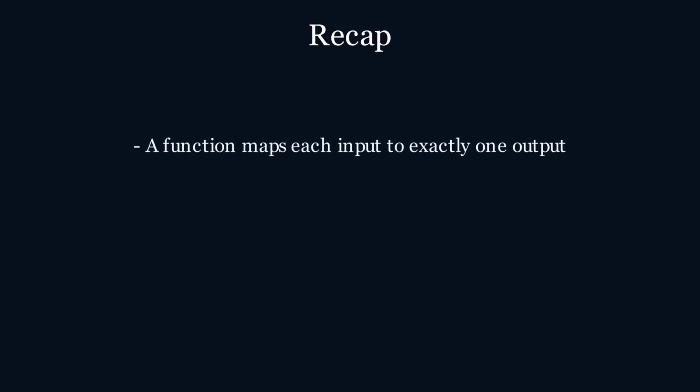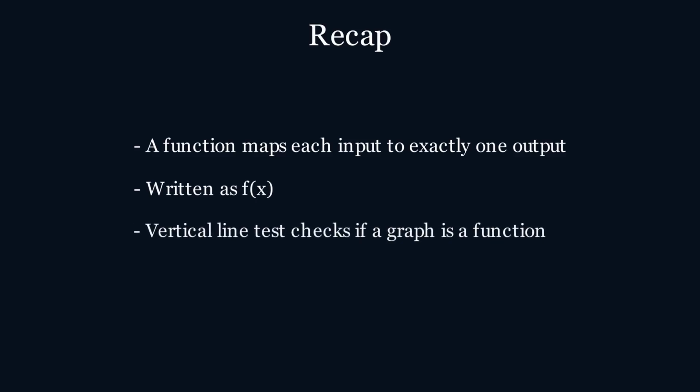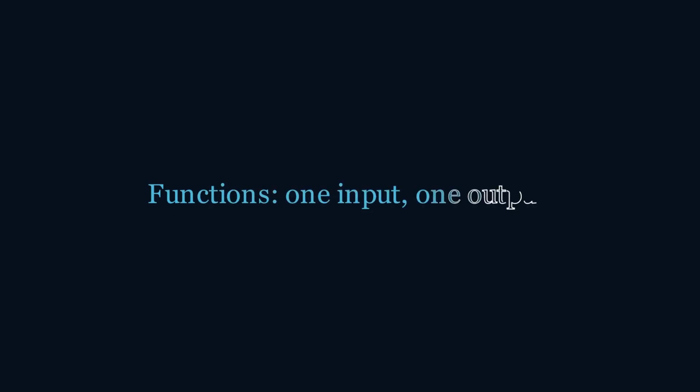Let's recap what we covered. A function maps each input to exactly one output. We write it as f of x. The vertical line test checks if a graph is a function. And the domain is the inputs, the range is the outputs. Functions, one input, one output. That's all there is to it.